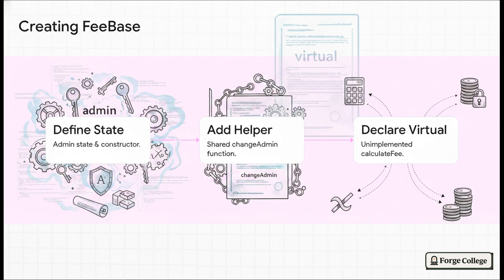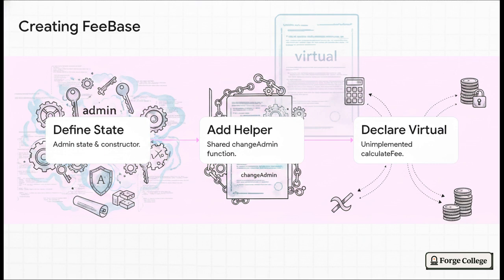Step 1. We define an abstract contract. Let's call it fee-base. We give it an admin state variable and a constructor to set that initial admin. Step 2. We write a fully implemented shared function called change admin. Now, every single token that uses this base will automatically know exactly how to securely change its admin, and we didn't have to rewrite a single line of code.